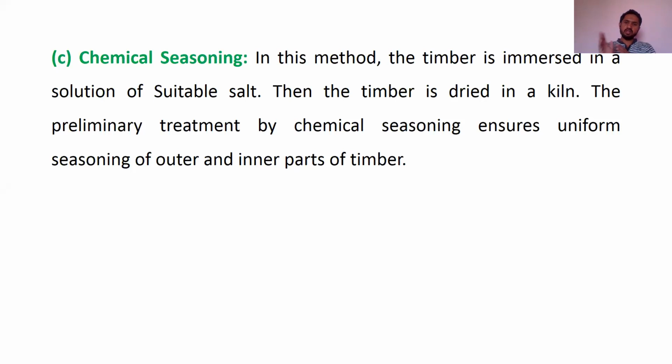So the difference in the output is that in chemical seasoning, the outer part and inner part of the timber will have the same content of moisture. There will not be any difference. That is the only difference between chemical seasoning and kiln seasoning. In chemical seasoning, we are treating with the salt solution, then we are keeping it into the kiln.